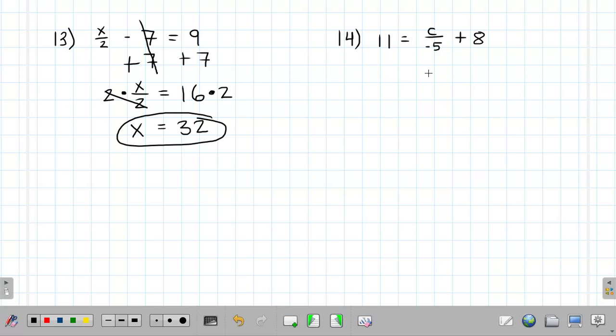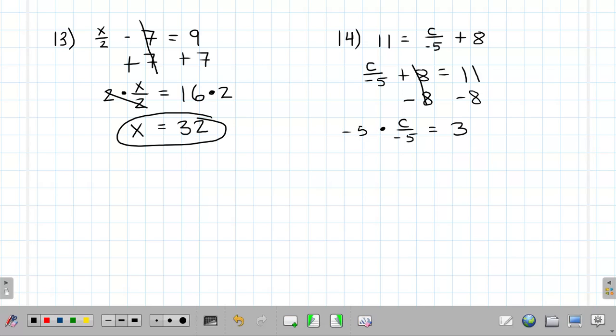But I like to stay consistent, so I'm going to rewrite this as c over negative 5 plus 8 is equal to 11. Same exact thing. All I did was use the symmetric property and flip across the equal sign. Now, same thing we did over here. If we had c, we would divide it by negative 5, then add 8. That means we need to subtract 8, then multiply times negative 5. So those are the steps. So subtract 8, c divided by negative 5 is equal to 3.